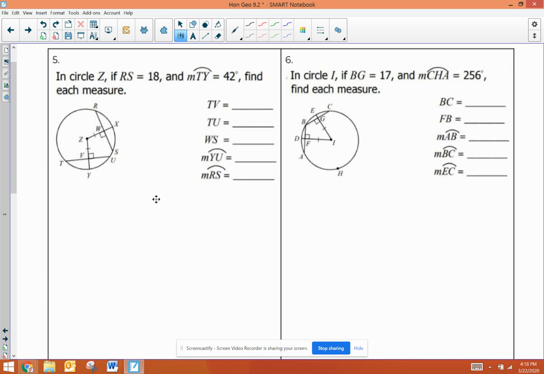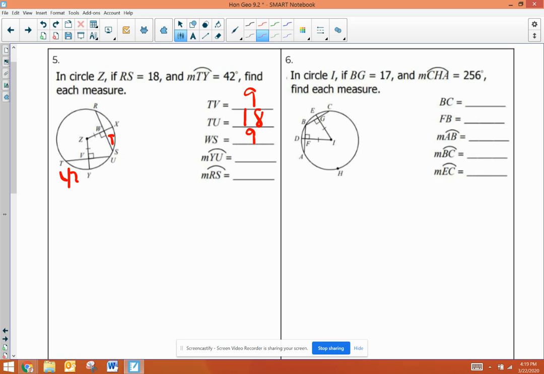All right, number 5. In circle Z, if the measure of segment RS is 18 and the measure of arc TY is 42, find each measure. All right, RS is 18. So TV, 9, half of it. TU, also 18, congruent. WS, 9, half. Cool. So that's what we know.